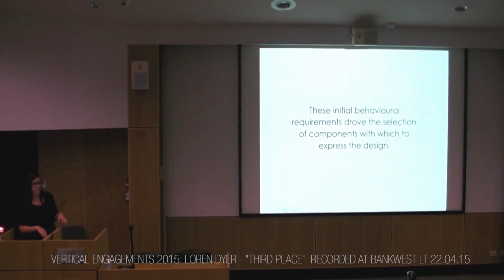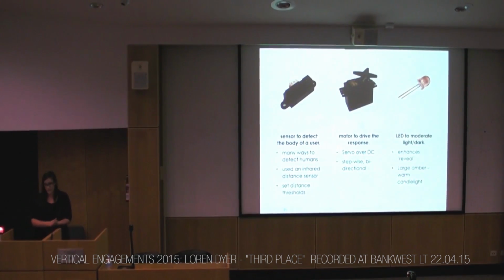So these initial behavioural requirements, that's what drove me to select the components that I did, and they were the beginning points for expressing the design. So the three major components that I used were an input and two outputs. First of all, I needed a sensor as an input to detect the body of the user. And there are lots of ways to do this. You can use motion sensors, heat sensors, you can do video analysis to find humanoid shapes. But in the end, I went for an infrared distance sensor.